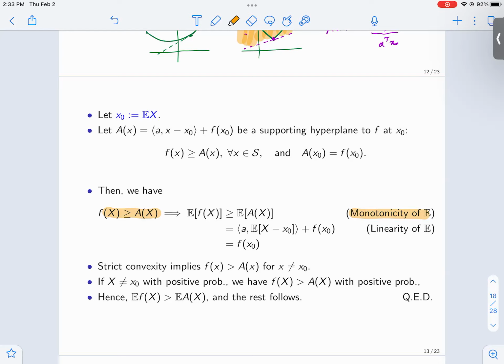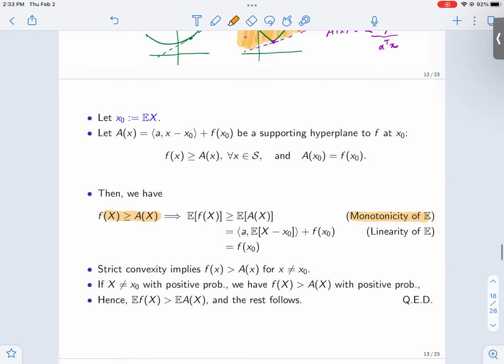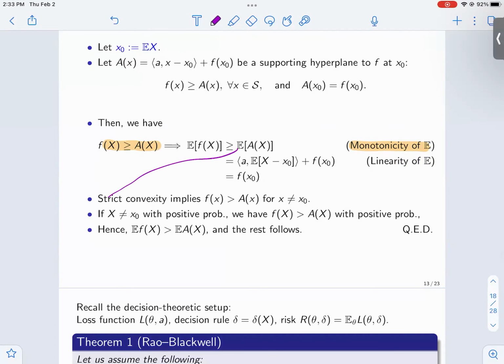So if you apply it to x, this is expectation of inner product of a and x minus x naught plus f of x naught. This moves past, this is like a summation basically. This moves inside, right? Because it's a linear function. So this goes inside, and then x naught is constant, comes out, and the other thing also comes out. And this guy is by definition x naught. So this whole thing evaluates to f of x naught.